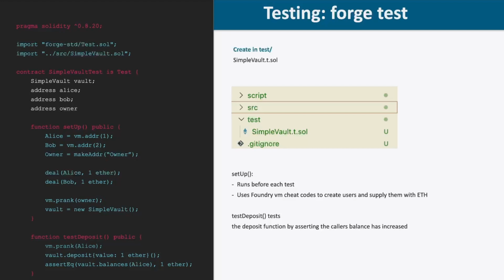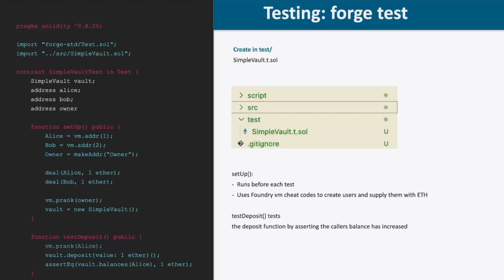Let's break this down. We import forge-std/test.sol. This imports Foundry's testing framework. It gives you assertions, utilities, and testing helpers. Then we import our contract, src/simplevault.sol. Then we create a simple vault test contract and inherit Foundry's test.sol contract. The setup function runs before each test. It's where you initialize state.